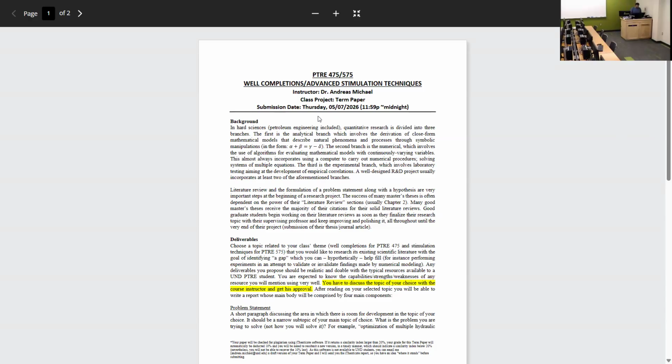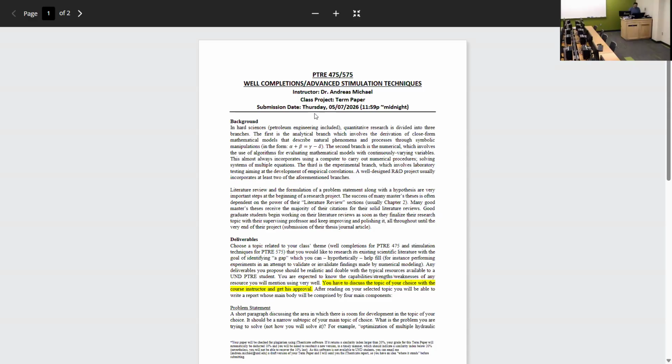let's see what I wrote here. In hard sciences, petroleum engineering included, quantitative research is divided into three branches. The first is the analytical branch, which involves derivation of closed-form mathematical models that describe natural phenomena and processes through symbolic manipulations. This is, for example, alpha plus beta equals gamma minus delta. You are making some mathematical manipulations, and you end up with an equation, okay? One equation, one mathematical solution that you derive analytically, pen and paper, pencil and paper.